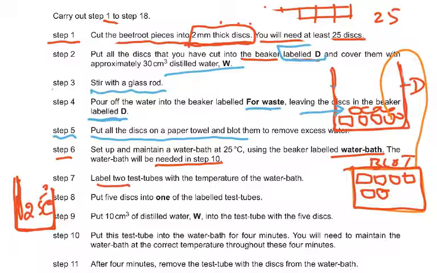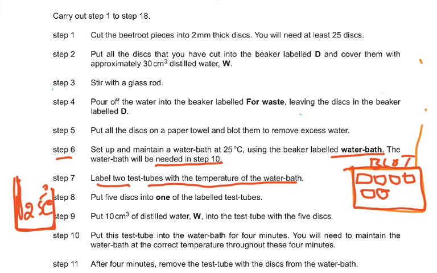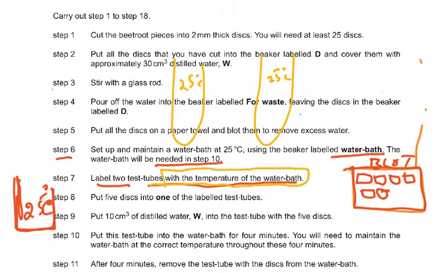Now you label 2 test tubes with the temperature of the water bath. So now you have 2 test tubes labeled 25 degrees Celsius. Put 5 discs into one: 1, 2, 3, 4, 5 discs into one of the labeled test tubes.